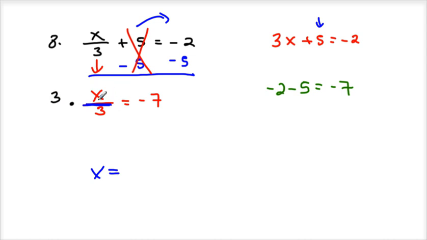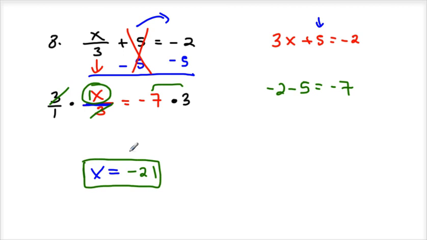But remember, what I do to one side, I must do to the other side. So I need to multiply the right side also by 3. And now you have 3 over 1 times x over 3. So here the 3s simplify, and you're just left with x, or 1x. So we got 1x equals, and then here you got negative 7 times 3, which is equal to negative 21. So our final answer is x is equal to negative 21. Let's take a look at another example like that one.